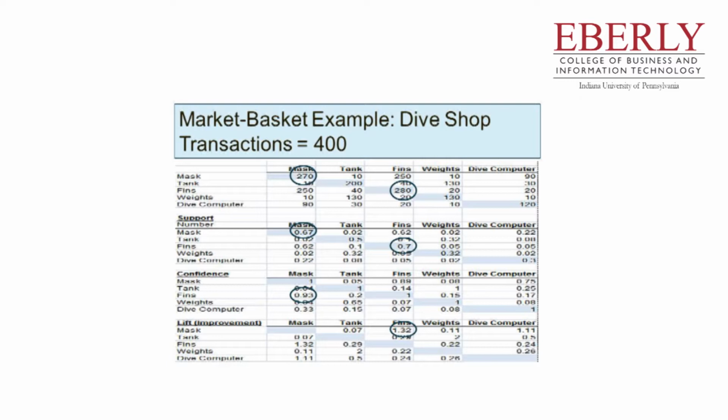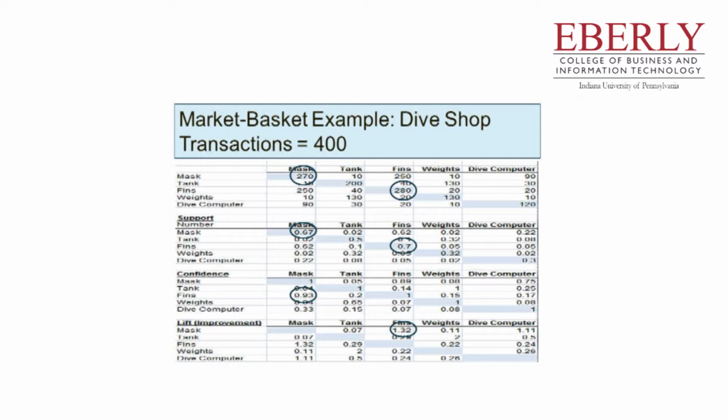For the data in figure 9.20, fins and mask appear 250 times, and thus the support for fins and a mask is 250 by 400 or 0.625. Similarly, the support for fins and weights is 20 by 500 or 0.05. These data are interesting by themselves, but we can refine the analysis by another step and considering additional probabilities.